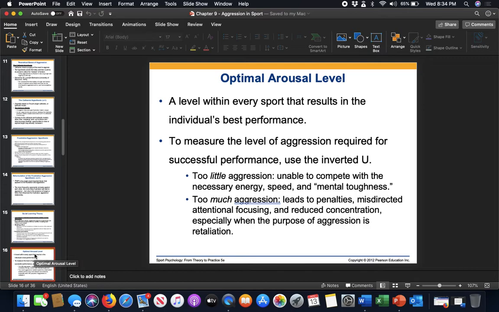Okay, so again, if we look at the arousal part, then we also need to look at the level of aggression part. So too little aggression, and you become, I don't want to say wimp, but you basically become lacking in effort, energy, and speed. All right, too much aggression, and that's going to be misplaced, and it's going to lead to a lack of focus, a lack of concentration. It's going to lead to stupid penalties that shouldn't occur. So you have to find that middle ground that works, where you can be aggressive when you need to and laid back when you need to, to make sure that you don't make the mistakes that can cost your team.